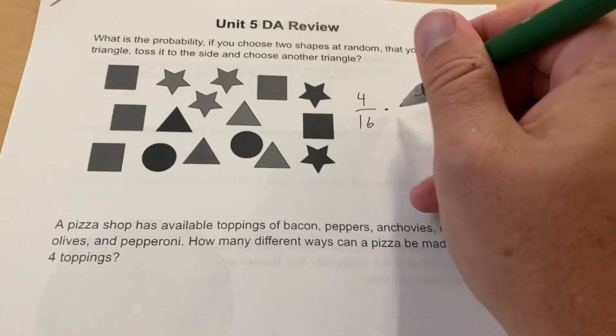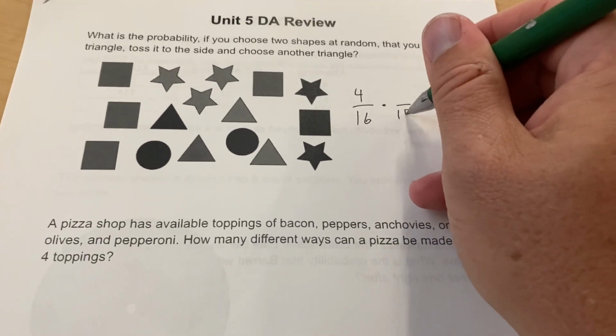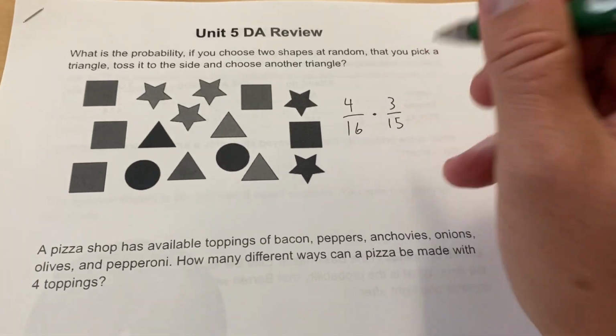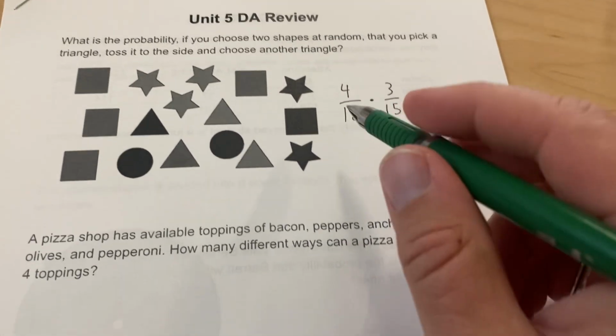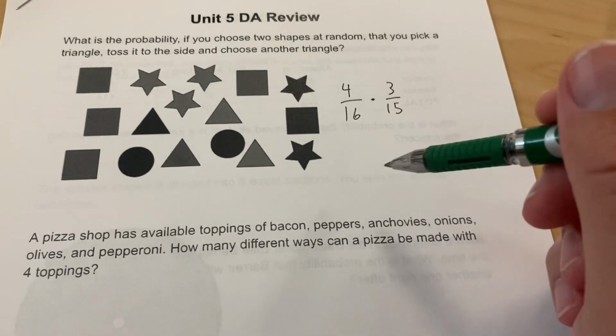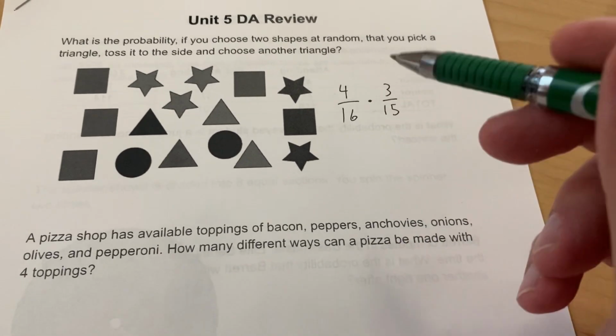But then we're throwing that triangle to the side. We only have 15 shapes left, and now only 3 of the remaining ones are triangles. We multiply this out, and then however they want us to express the answer, fraction, decimal, that's what we're gonna do.